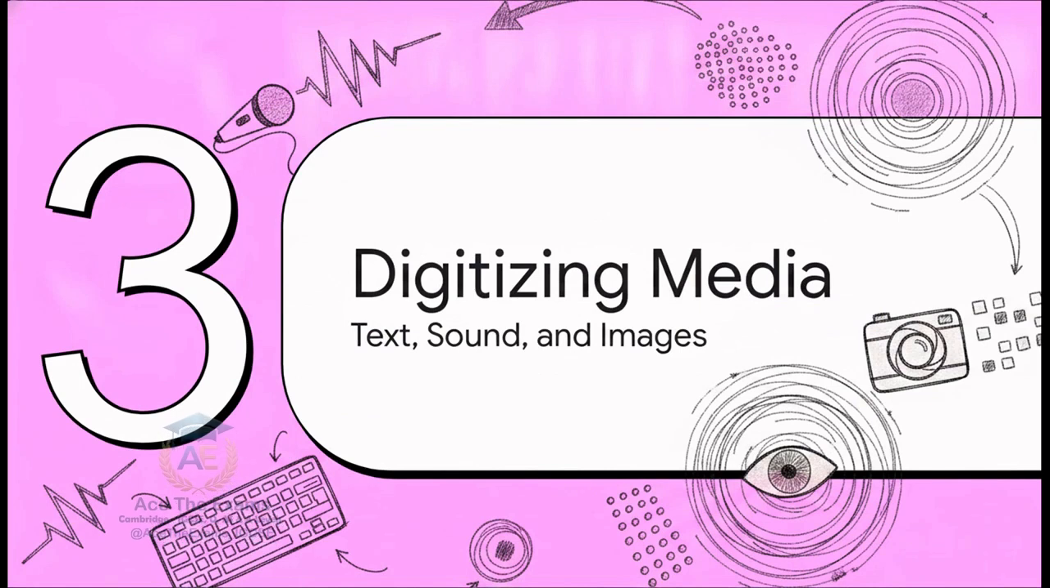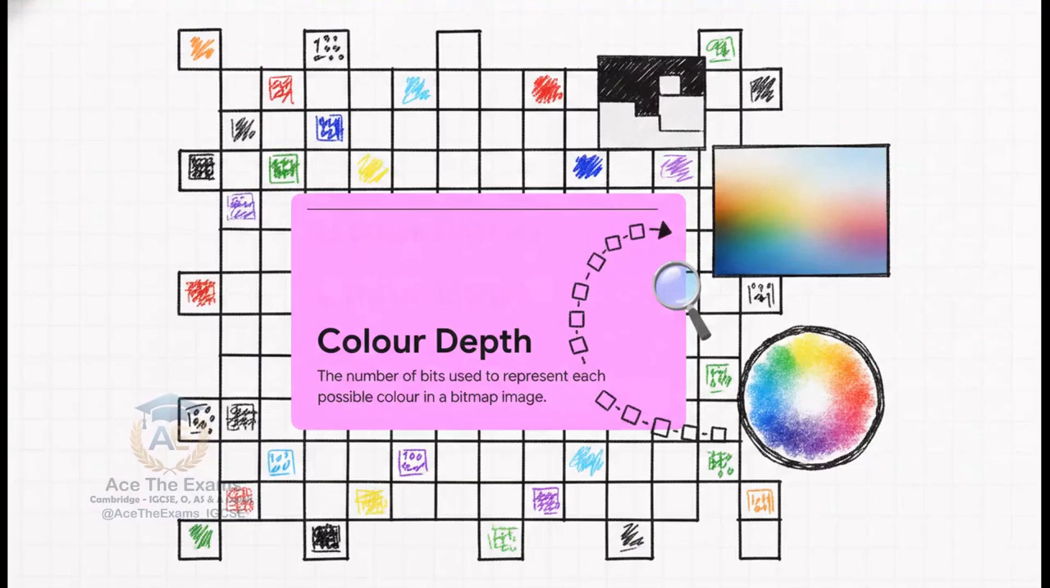Section 3. Digitizing media, text, sound, and images. Let's move from abstract numbers to how a computer digitizes the real world. This is where we begin the transformation phase. Watch how those red pen marks turn into green check marks. Let's look at images first.